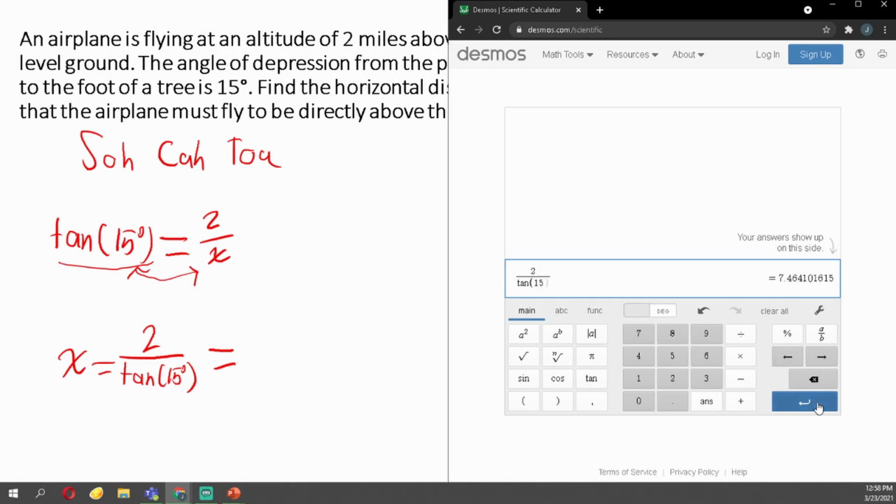So we know that we did it right. We could click enter, and our answer is right here. It gives me 7.464101615, right? So let's figure out where we need to round to.